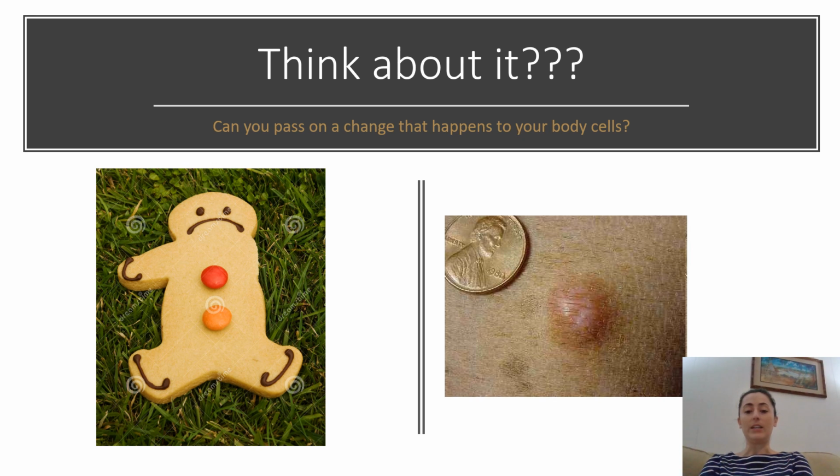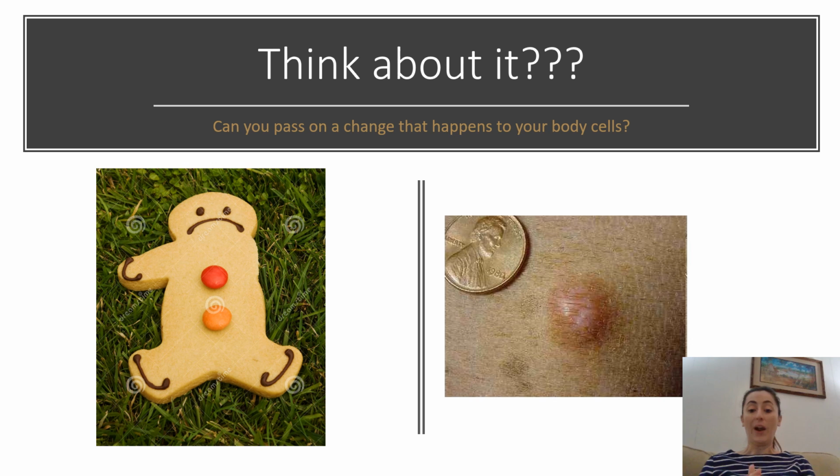Let's think about it for a second. If you have a change that happens to your body cells, can you pass that on to your offspring? Let's say something terrible happens, you fall out of a tree, your leg is crushed, and they have to remove it in the ER. You have one leg now. Do you pass that on to your offspring? No. It happened to you, and that would be terrible, but that change doesn't get passed on. In the picture there, I have a little gingerbread man showing him missing an arm.